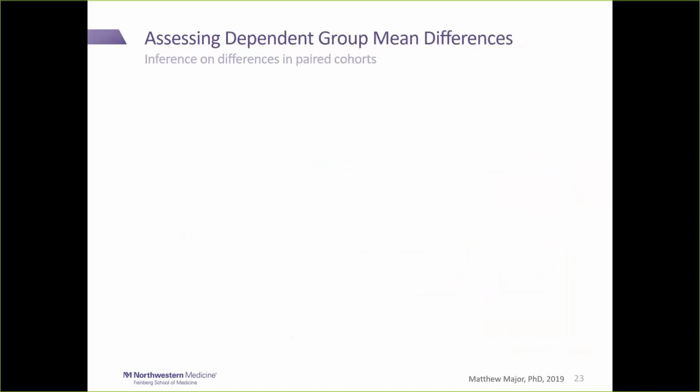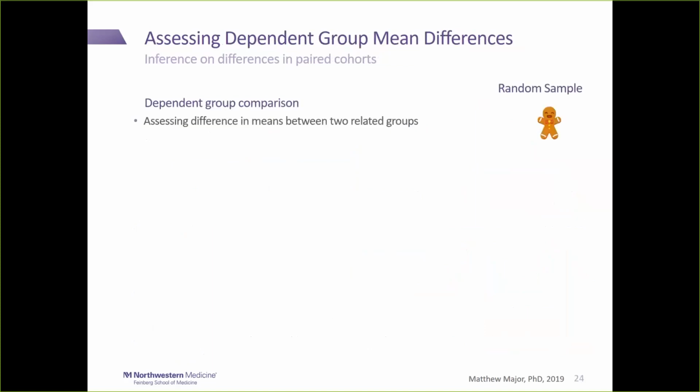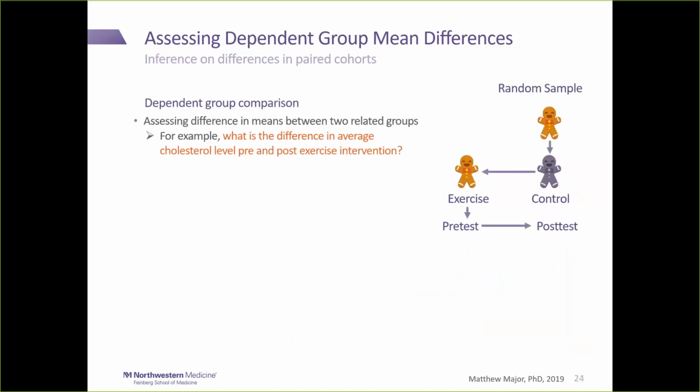Okay, let's move into now assessing dependent grouping differences. So this is inference on differences in paired cohorts. We're essentially doing a dependent group comparison. We may be assessing the difference in means between two related groups. We might be looking at first taking the random sample, applying the control, then having a washout period, and then applying an exercise intervention. Or, for example, we may be asking what is the difference in average cholesterol level pre and post exercise intervention.